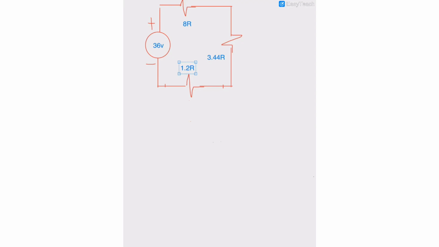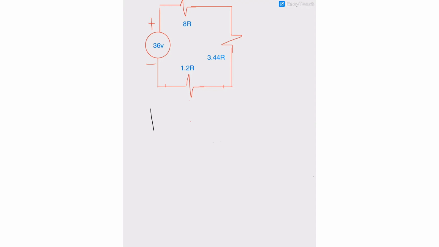Which is also equal to 1.2 ohms. So to finalize, let's add all the resistances within this loop. So that is 8 plus 3.44 plus 1.2, which is equal to 12.64 ohms. 12.64 ohms.